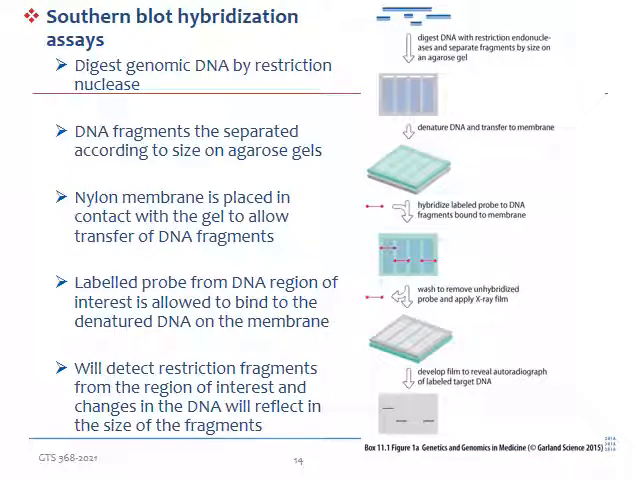Southern blot hybridization begins with the digestion of genomic DNA by a suitable restriction enzyme or restriction endonuclease. The fragments are thereafter separated according to size by electrophoresis on agarose gels, and thereafter transferred to a nylon membrane.